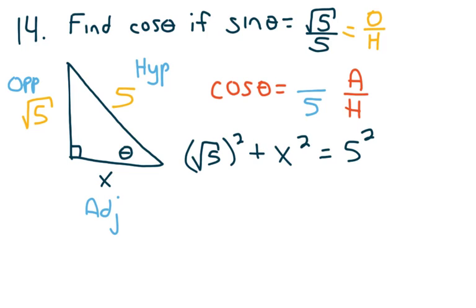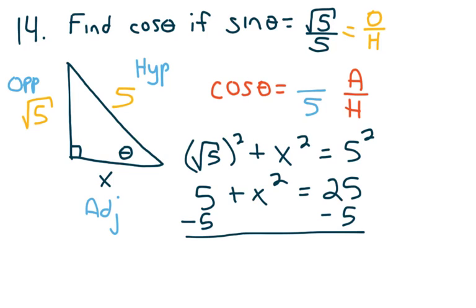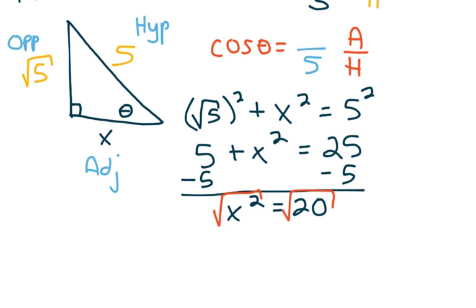Alright, so the radical and the square cancel each other out if you're using the shortcut. And then 5 squared is 25. Subtract 5 from both sides, you get x squared equals 20. Well, we need x, not x squared, so the way to get rid of x squared is to take the square root. So x would equal the square root of 20.